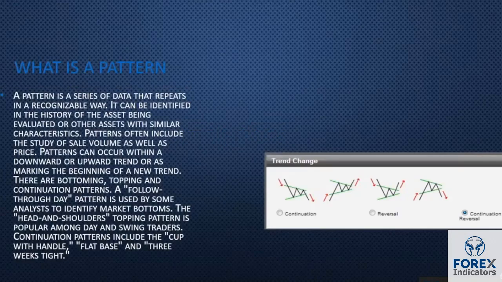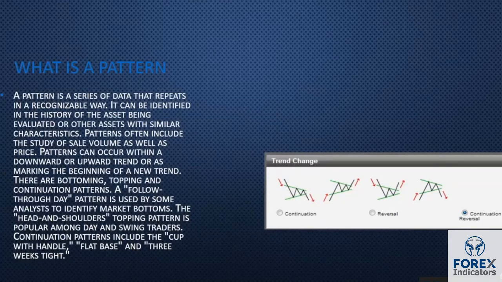Now also, we talked about continuations and reversals, okay? And they are how the pattern moves in a chart. A pattern is just simply a series of data that repeats in a recognizable way. We don't want to overcomplicate it. We're just looking for something we can recognize. It can be identified in the history of an asset being evaluated or other assets with similar characteristics.